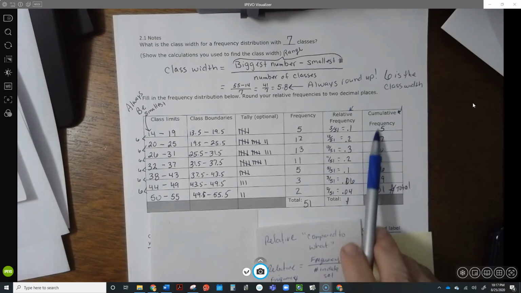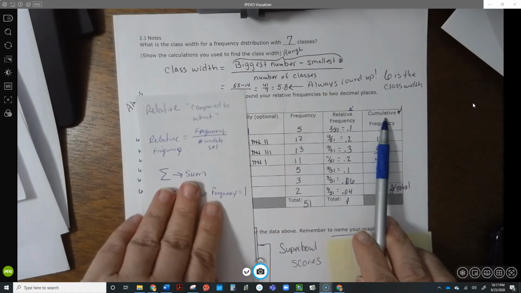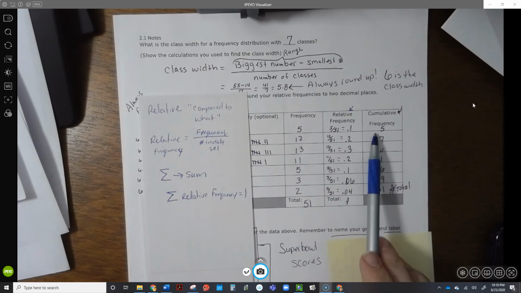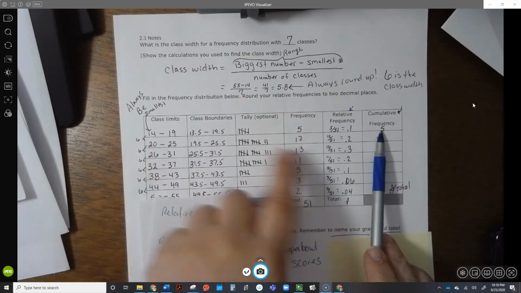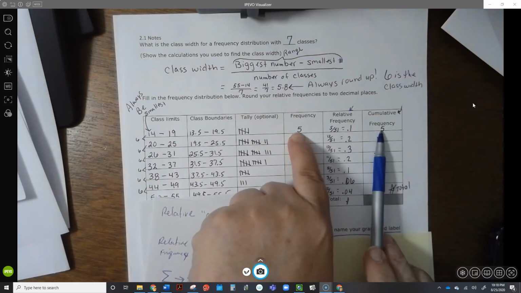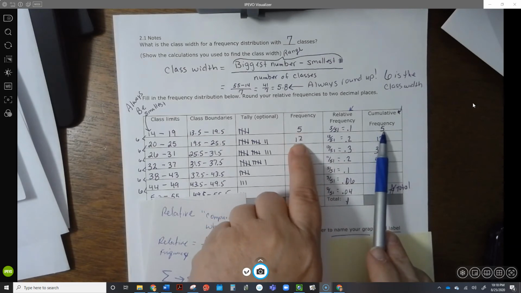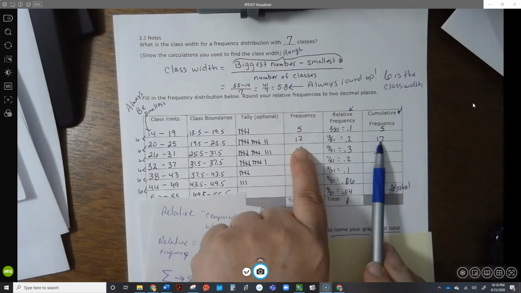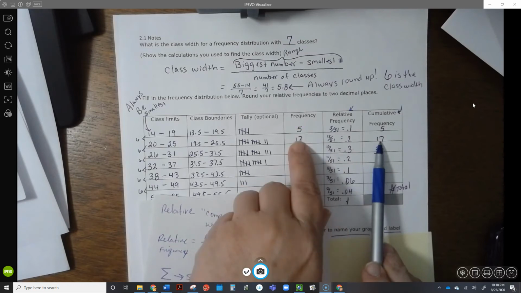Okay, now cumulative frequency. What does cumulative mean? Cumulative means that you are accumulating something. It means you're saving, you're stacking up, you're getting more and more of it. So in this first bin, we had 5 numbers. Then in the second bin we had 12. Cumulative frequency wants the total amount of the numbers accounted for in those first 2 bins.